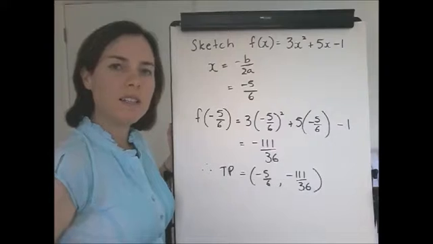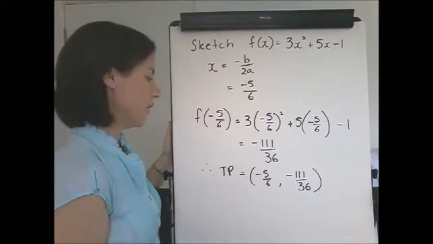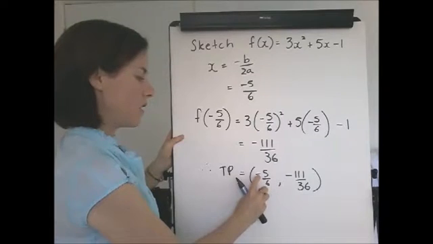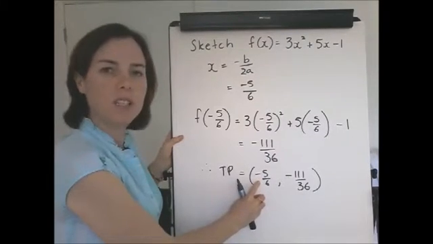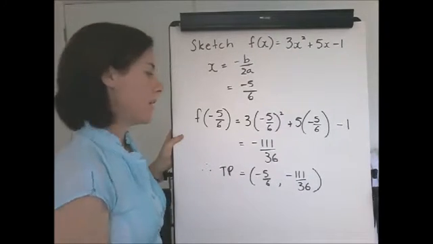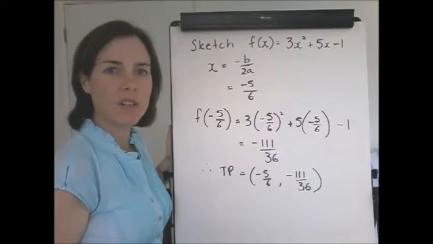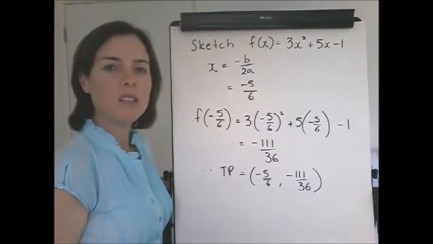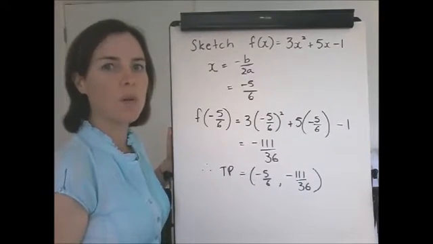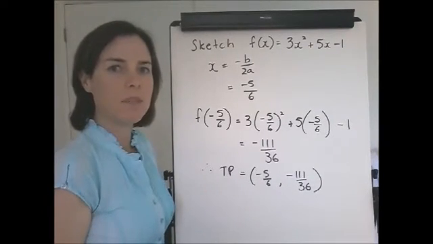It's not a bad idea to know what they are as decimals because you need to draw it. And this is easy enough. You know, negative 5/6 is almost at negative 1. But negative 111 over 36 is roughly negative 3. So put it into your calculator so that you know what size it is, and then you'll be able to set your axes up to fit it on.